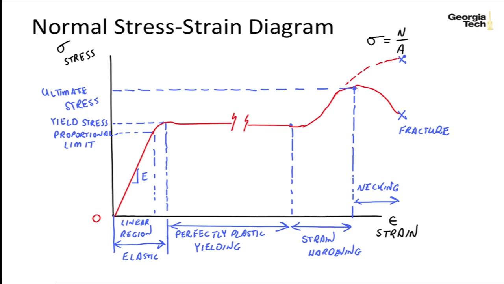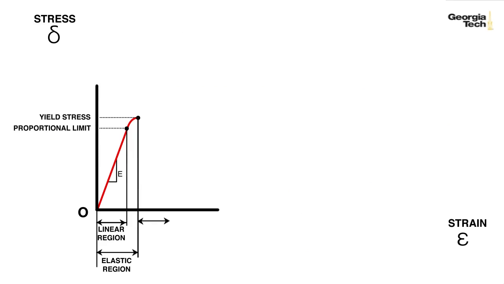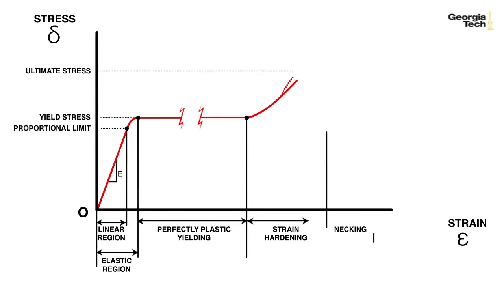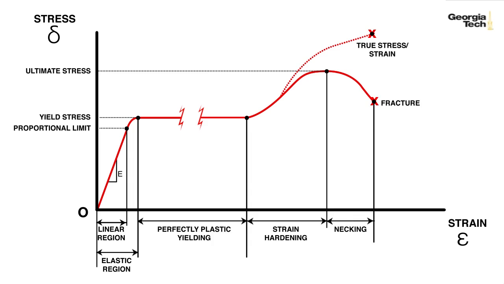And that's because as it necks down for true stress, we're talking about the actual area, which gets smaller and smaller, and so the stress continues to get higher and higher. And so that's a good stress strain diagram for a ductile material. Here is another picture of it. And so we'll use this in the future. It's a little bit better diagram than what I've drawn, but this is a typical stress strain diagram.